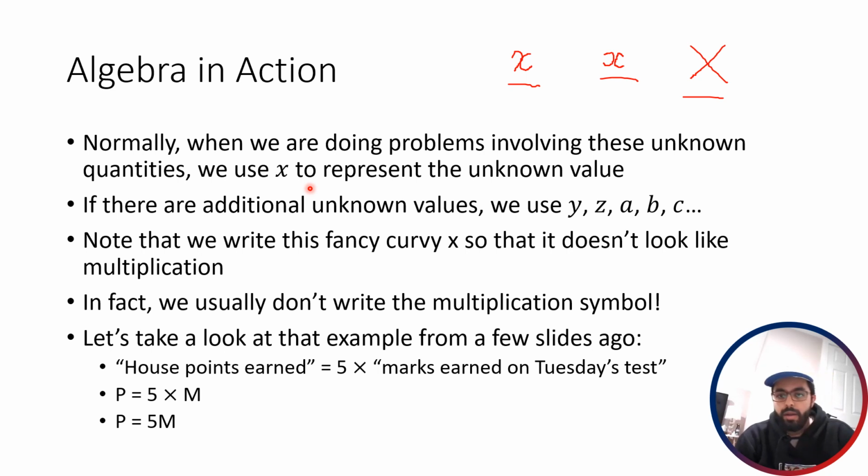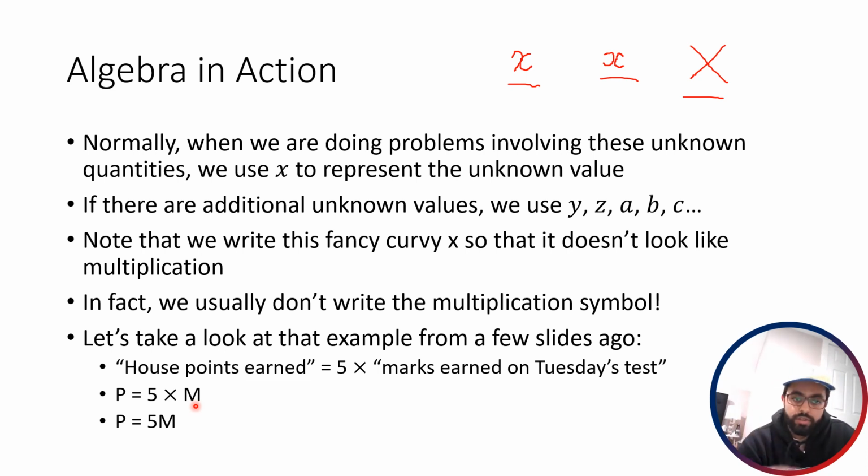And another thing, to make life simple, basically because mathematicians are lazy. So firstly, the mathematician will not write out the entire phrase, marks earned on Tuesday's test. He'll pick a letter. It'll be M for marks or T for test or T for Tuesday or whatever. And he'll write just that letter. So like what we saw down here, P equals 5 times M. P for points because we're too lazy to write house points earned. And M for marks earned on Tuesday's test, just because it's too long to write.